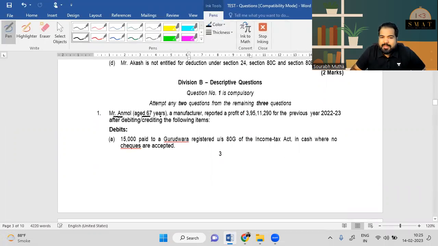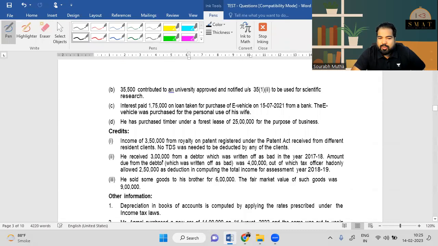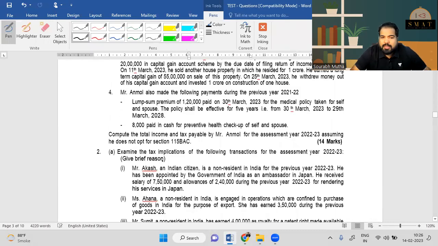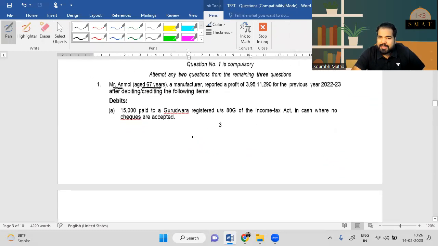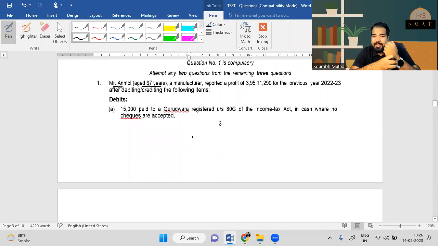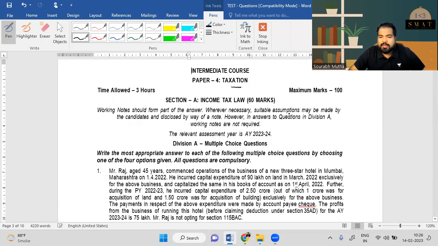Mr. Anmol, who's 67 years old. Of course, it's a big question, so I'm going to go straight to the bottom and see: compute the total income and tax payable by Mr. Anmol, assuming he does not opt for 115BAC. The new scheme we don't have to take, you have to take the old scheme. So let's see here. He's 67 years old, so imagine he's a senior citizen. He will get a basic exemption limit of 3 lakh. Keep it in mind. He's a manufacturer, so he'll get additional depreciation. Keep that in mind. He has reported a profit of 3 crore something.